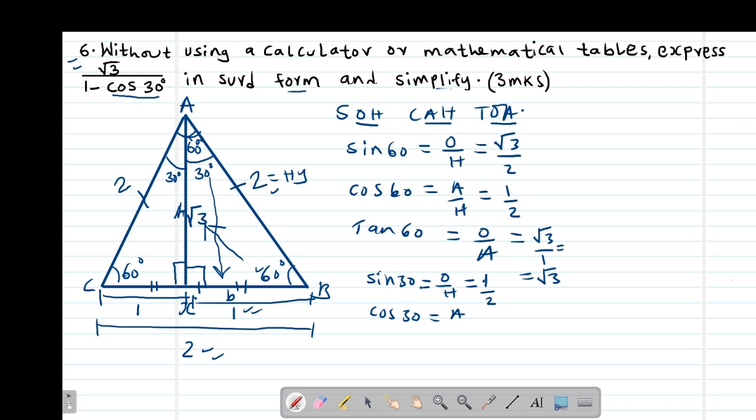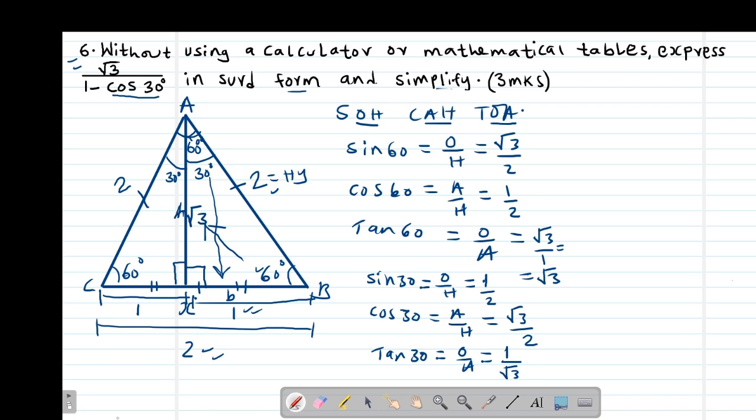So cos is adjacent over hypotenuse, which will be equal to the side that is adjacent to 30 degrees, which is actually the root of 3, divided by our hypotenuse, which is 2. Then we can move to the tan of 30 degrees. Tan 30 degrees will be equal to opposite over adjacent, which is 1 divided by the root of 3.